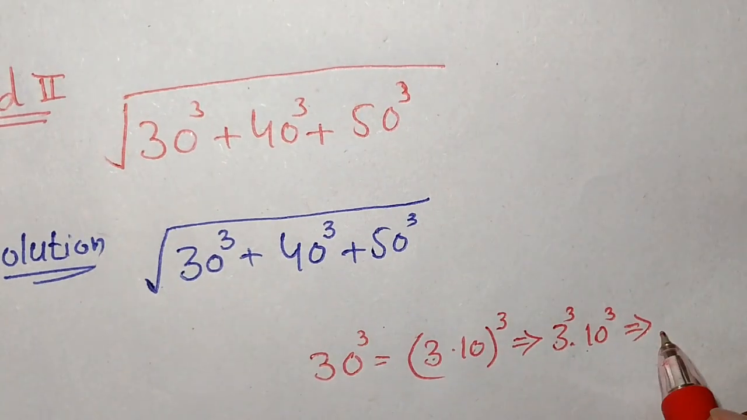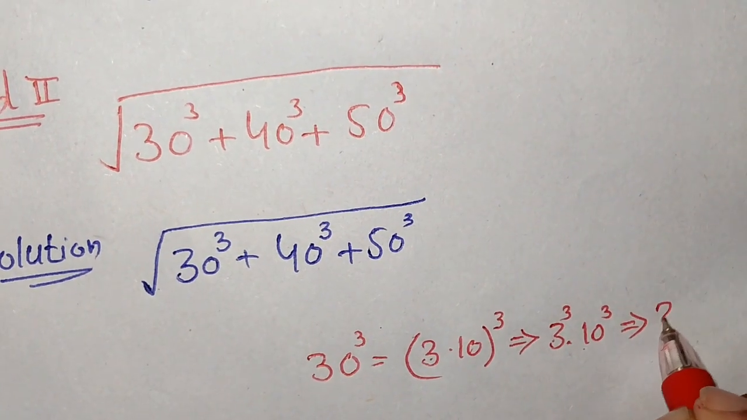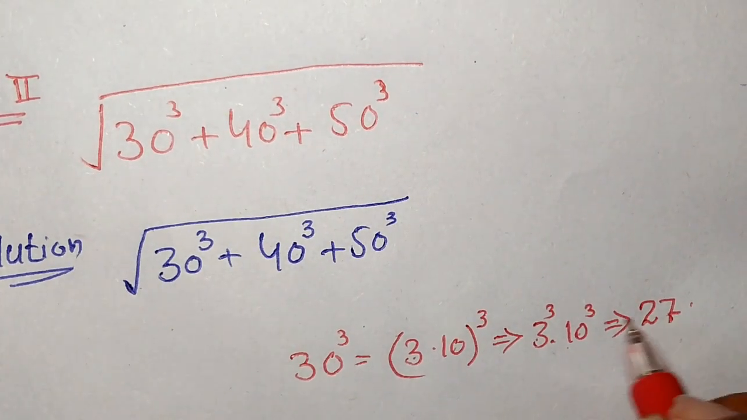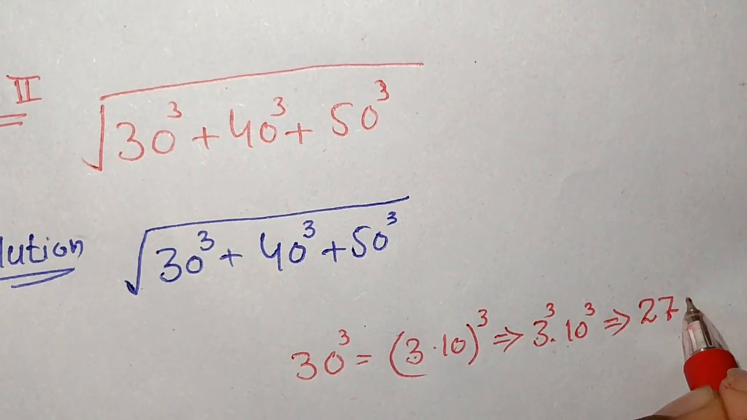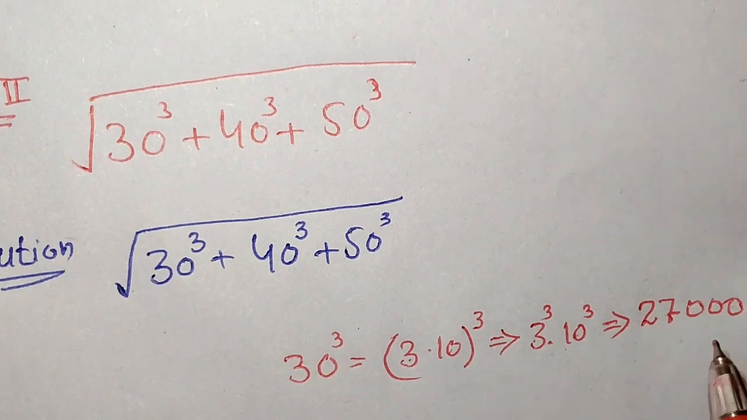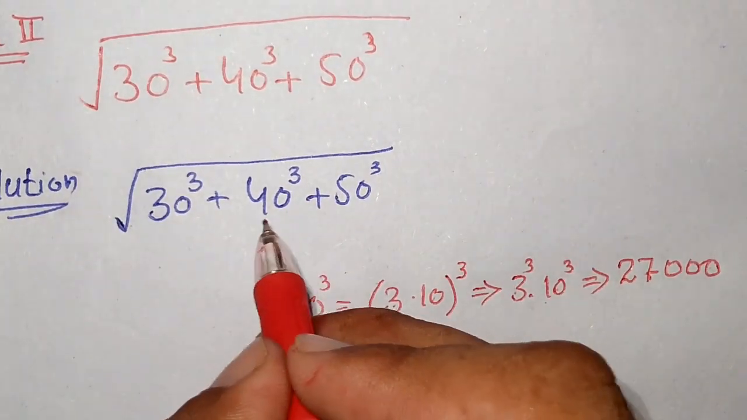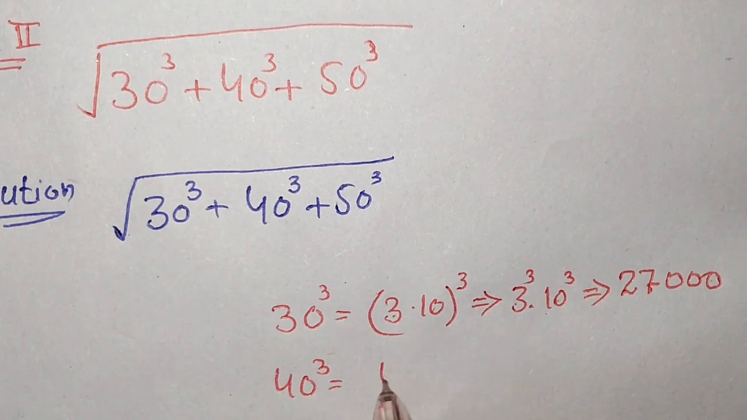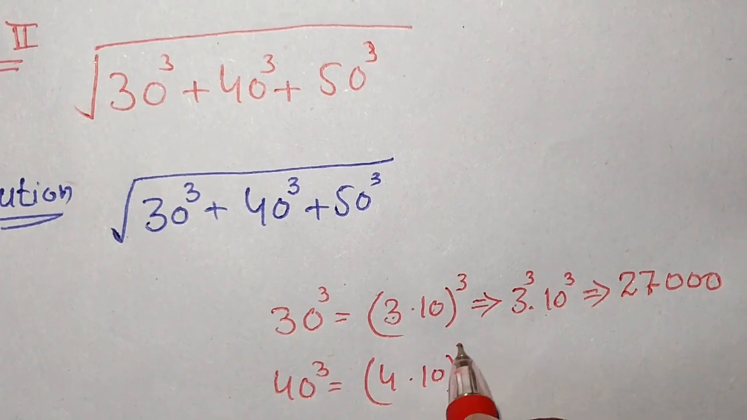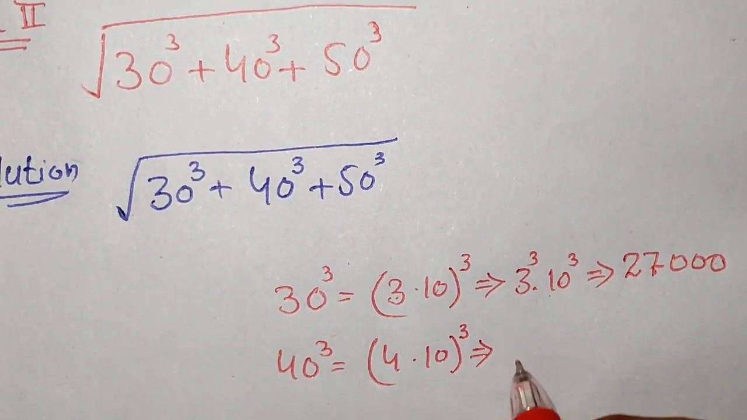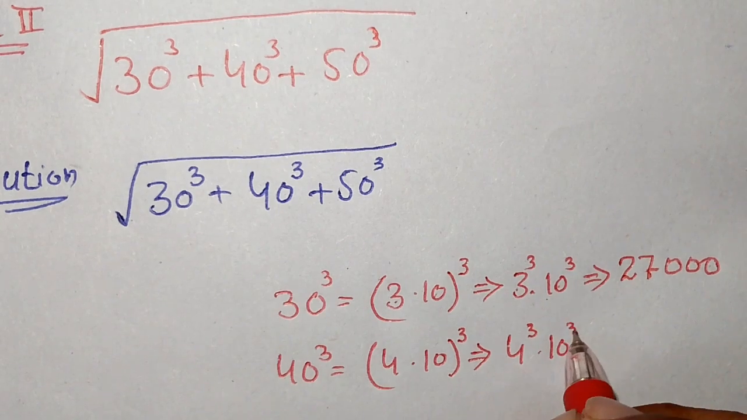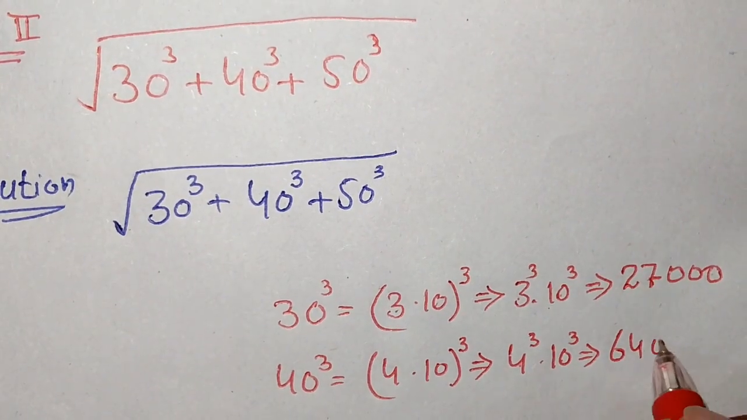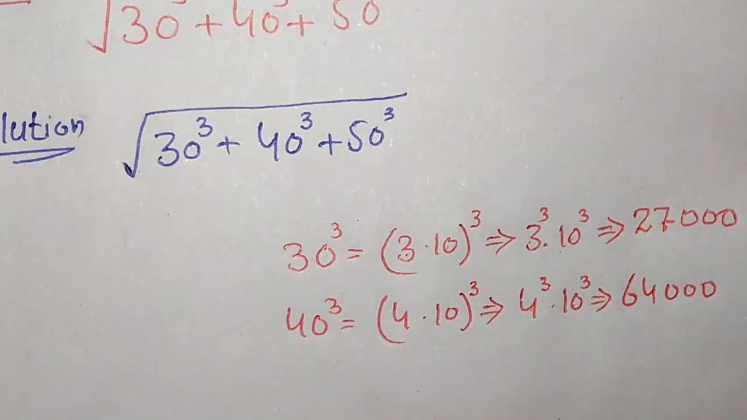3 to the power of 3 is equal to 3 3s are 9, 9 3s are 27. So this is equal to 27, and 10 to the power of 3 is equal to 1000. So multiplying this will become 27,000. Also 40 to the power of 3 is equal to 4 times 10 to the whole power of 3. This will become 4 to the power of 3 times 10 to the power of 3. 4 to the power of 3 is equal to 64, and 10 to the power of 3 is equal to 1000. So this will become 64,000.